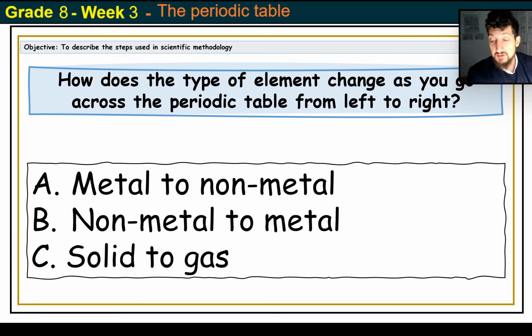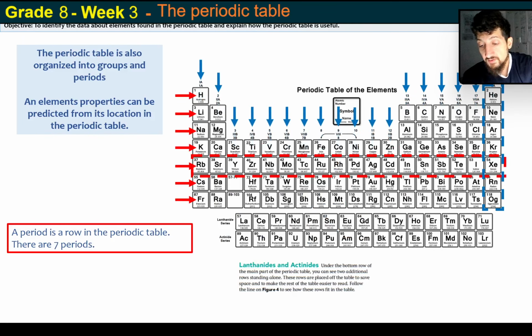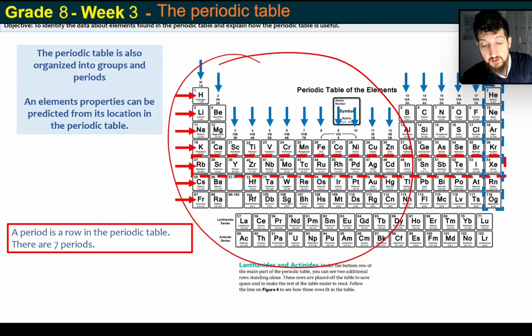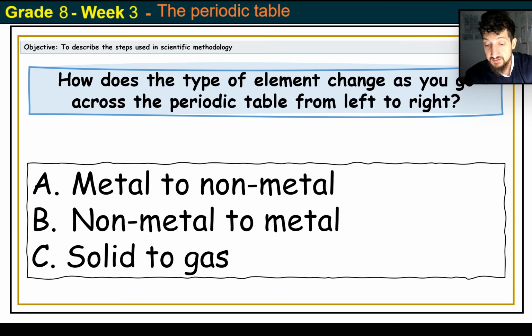Okay, let's do some of these revision questions. How does the type of element change as you go across the periodic table from left to right? It's going to change from metal to non-metal. Why is that? Because if we look over here at the periodic table, over here we've got the metals, and over here we've got the non-metals. So if we go from left to right, then we are going from metals to non-metals, aren't we? From left to right, so that means we're going this way. We're going from metals to non-metals.